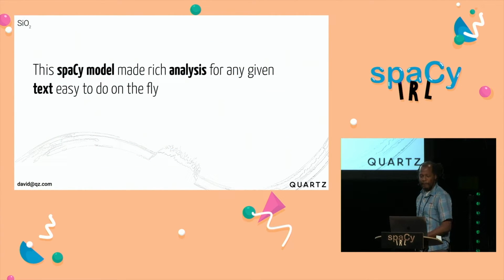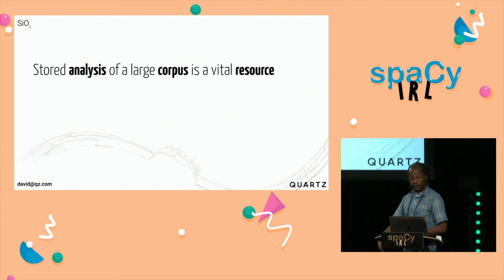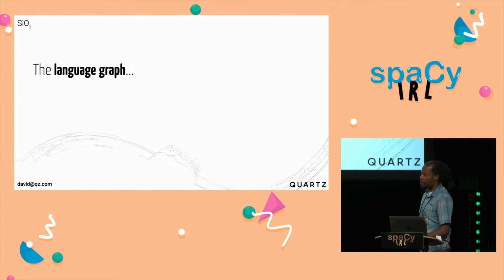And below here, you can sort of see even the training sentences that were being utilized to get there. So the spaCy model really made rich analysis for any given text easy to do on the fly. But when you're talking about a corpus, we need to be able to not just analyze that, we kind of just want that analysis. And so storing the analysis of the large corpus became a vital resource for us. And that's where we introduced the language graph.